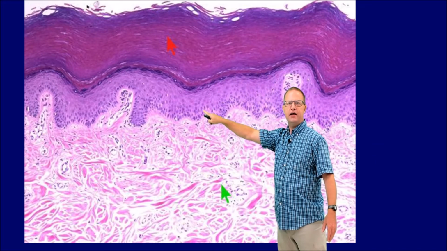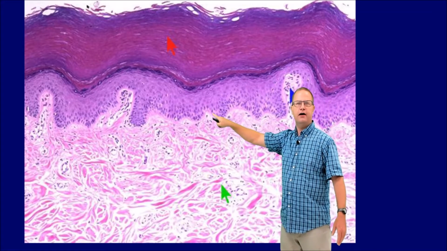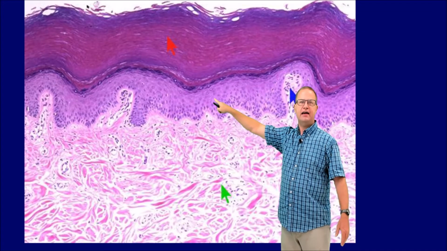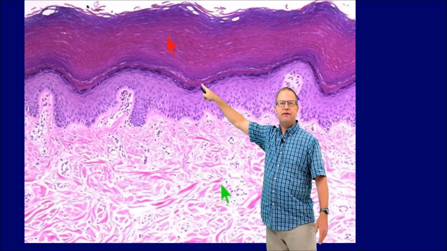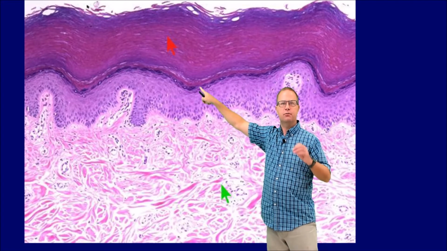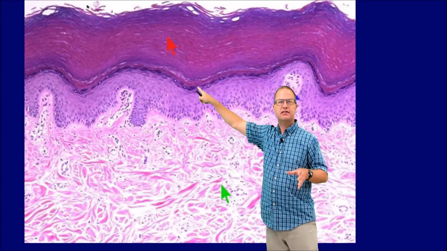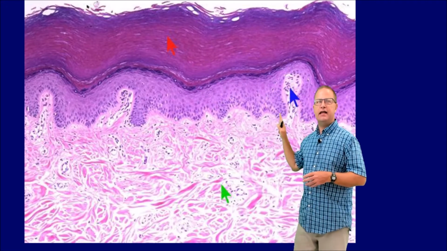So let's follow that up. This is going to be the stratum basale. This is where the first layer of epidermal cells are, and this is where cell division is going on. Above that is our stratum spinosum, nice metabolically active cells. And then we have our stratum granulosum, right? This is where the cells were undergoing apoptosis, or programmed cell death. And then above that, we might have a stratum lucidum if we're in thick skin, and then above that, we have a stratum corneum.